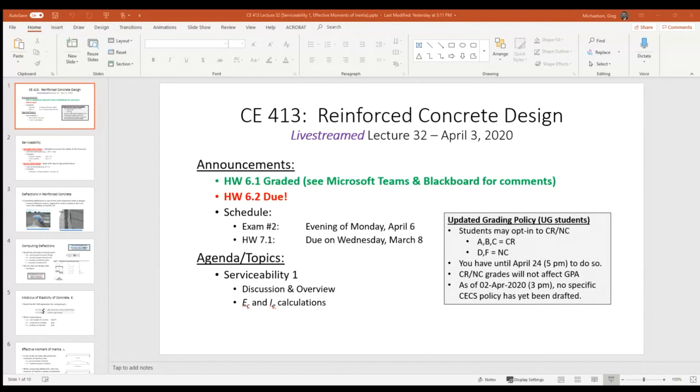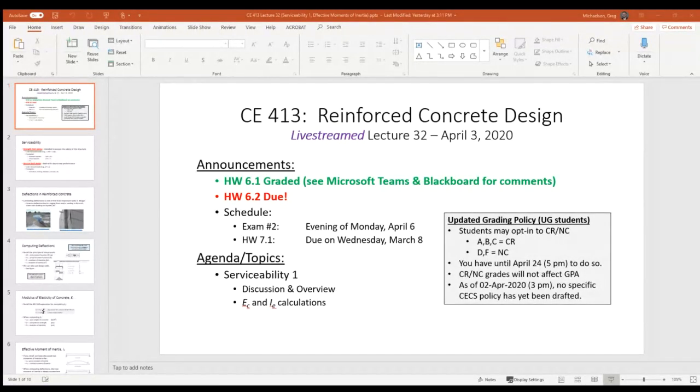Now, let me just really briefly mention the grading policy. You all probably saw the email that students can opt in to credit, no credit. I saw that comment, Mr. Schwartz. You have until April 24th to do so. So my first piece of advice would be, regardless of whether or not you're deciding to do this, I wouldn't worry about doing it right now. You have plenty of time to figure out whether or not you want to do that.